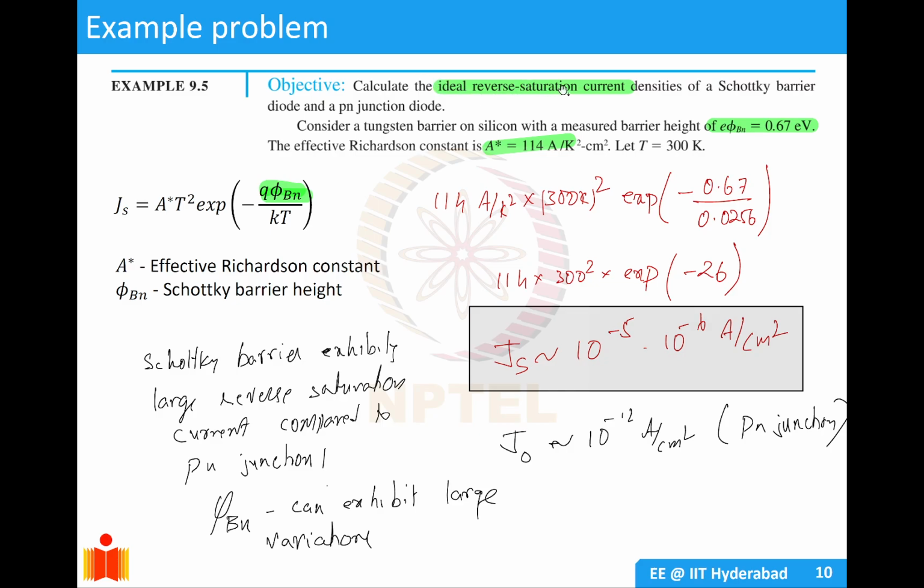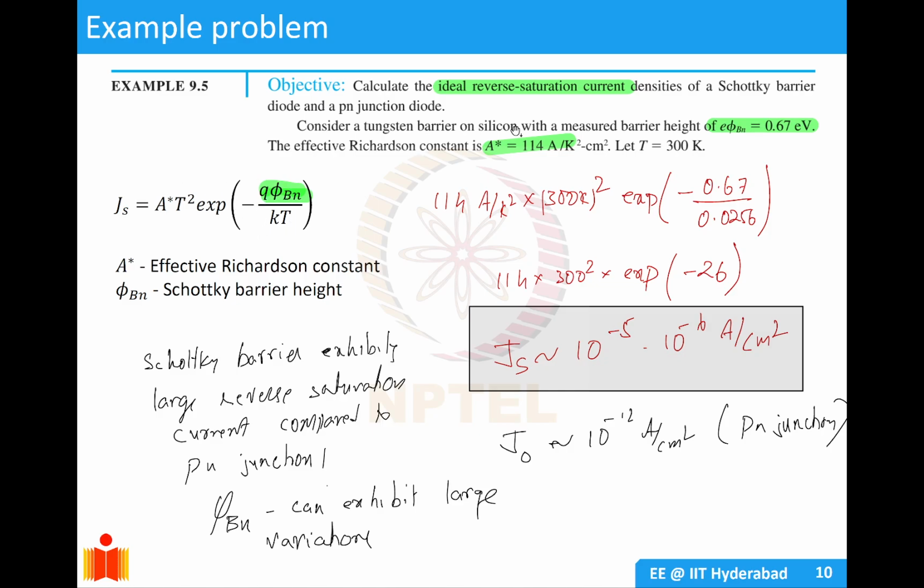Calculate the ideal reverse saturation current densities of a Schottky barrier diode and a PN junction diode. Consider a tungsten barrier on silicon with a measured barrier height of phi bn equals 0.67 electron volts. The effective Richardson constant is A star equals 114 ampere per Kelvin square centimeter square. Let T equal 300 K. So the formula for JS for a Schottky diode is given as A star T square exponential minus q phi bn by kT.